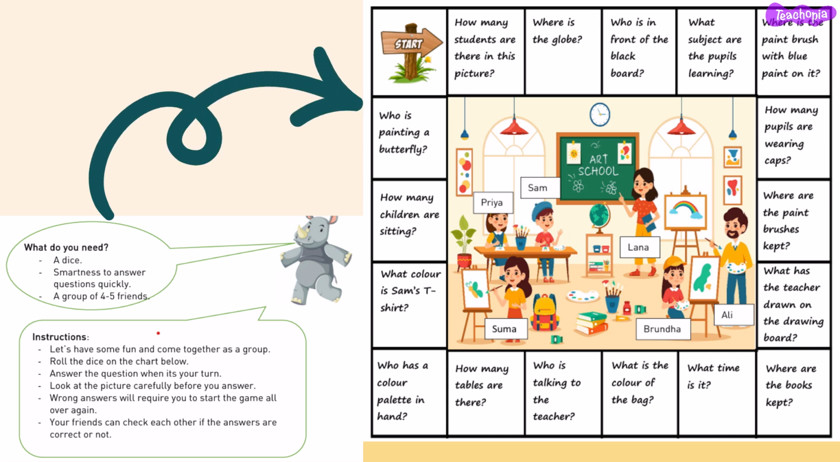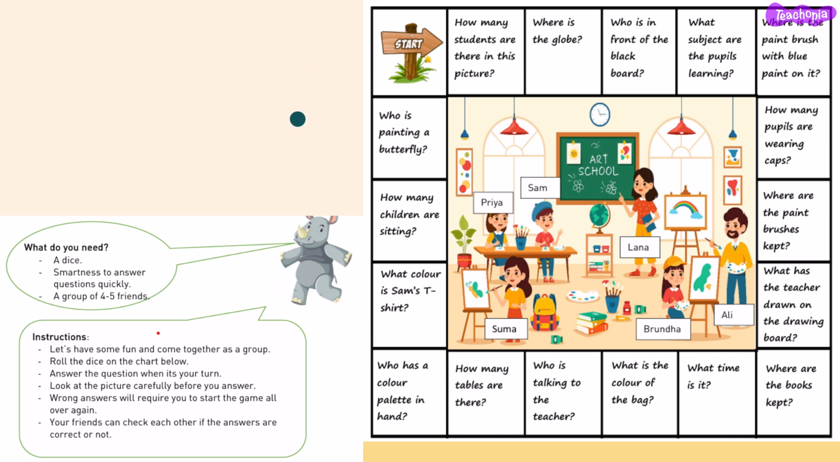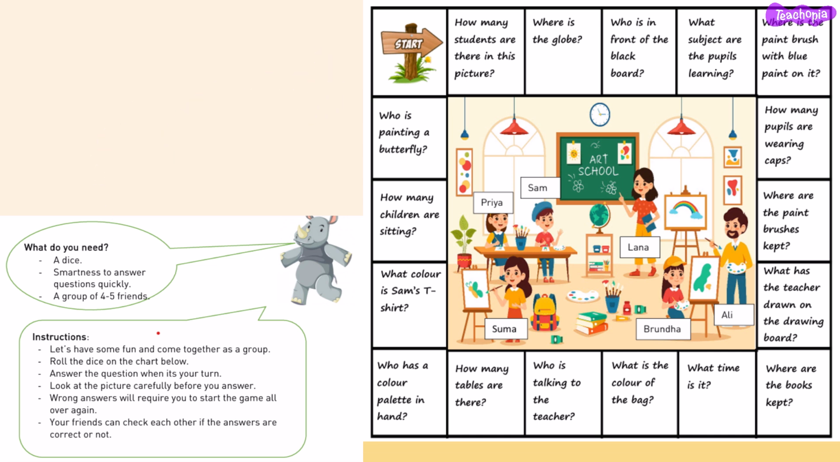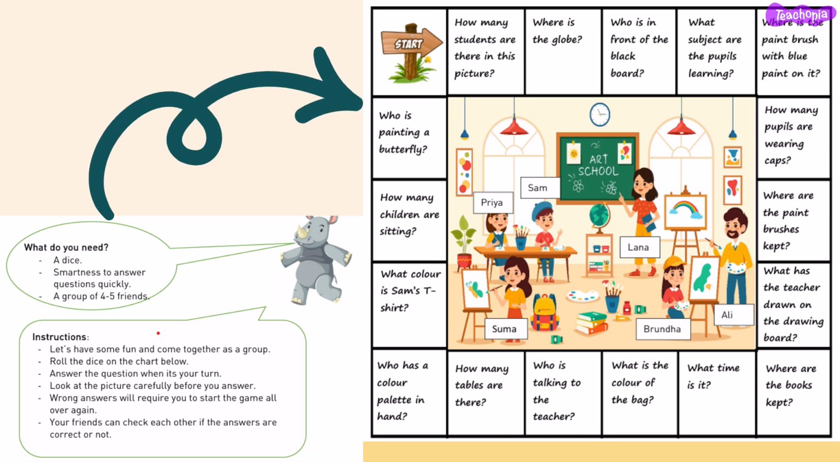So the learner can answer, there are 4 students in this picture, which is absolutely right. If the learner says that there are only 3 students in this picture, well, the learner has to start all over again. Yes? So roll your dice, be smart to answer the questions quickly, and enjoy the game.